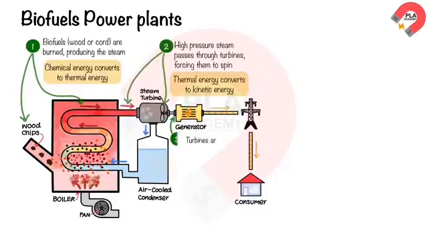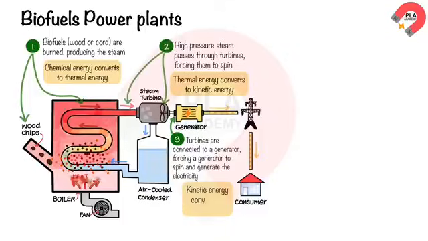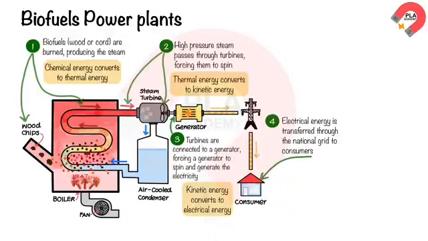The turbines are connected to a generator, which causes the generator to spin and generate electricity. This converts kinetic energy to electrical energy. This electrical energy is transferred through the national grid to homes or industrial factories. The water steam that passed through the turbines is sent to a cooling condenser and returns to the boiler again.